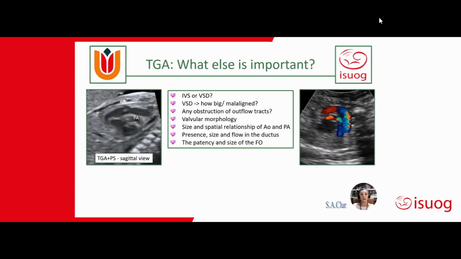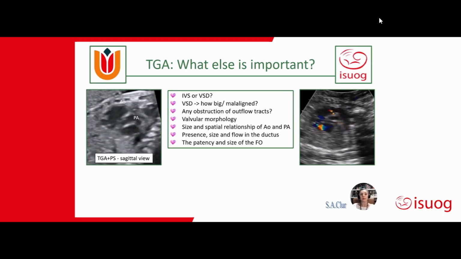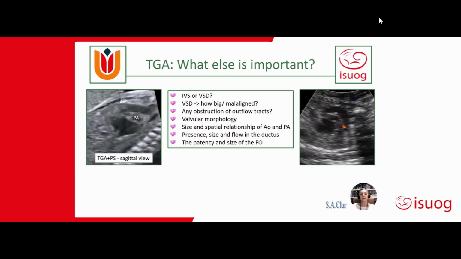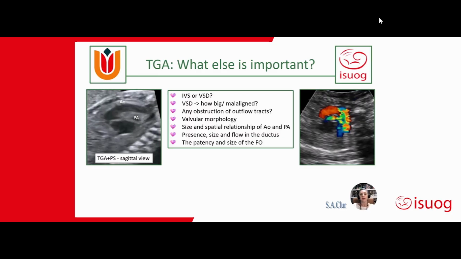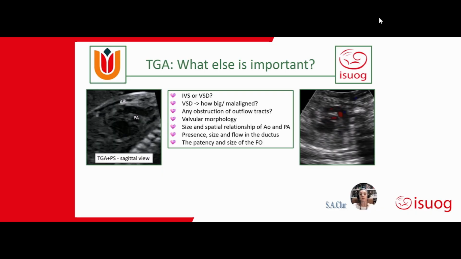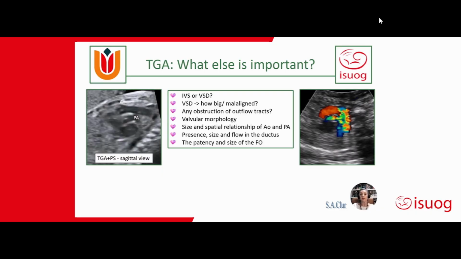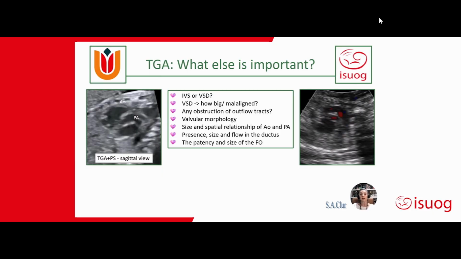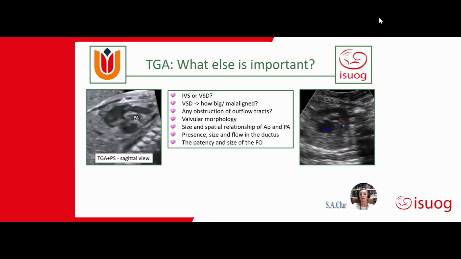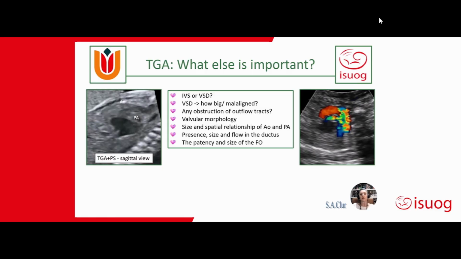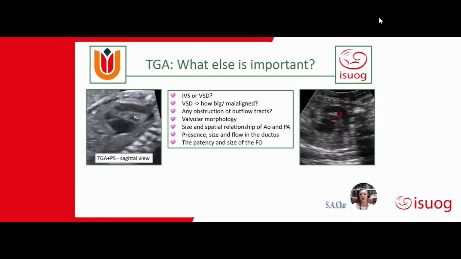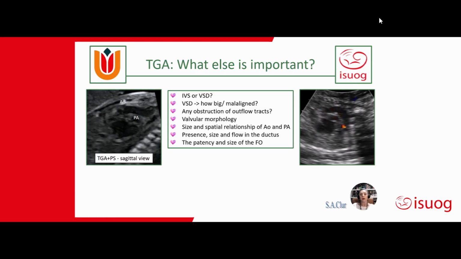So now we have learned how to recognize transposition. But once we have recognized it, what else is important? We also need to know if we are dealing with a case with intact ventricular septum or if there is a ventricular septal defect. Should there be a defect, we need to know how big it is and if it is possibly malaligned. We also need to know if there's any obstruction to the outflow tracts, as can be seen in the example of the videos.